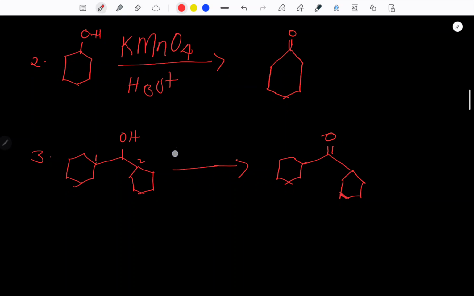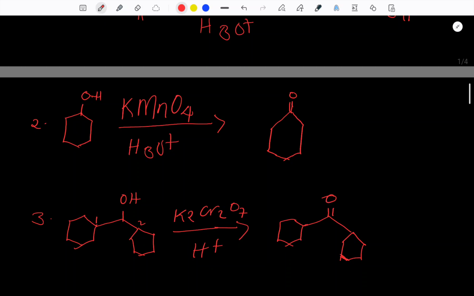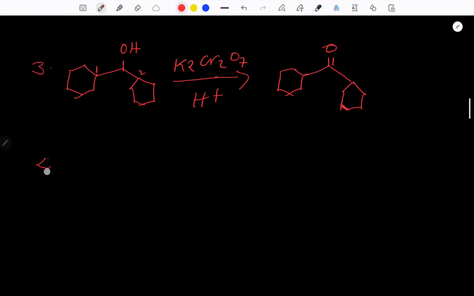So here you have K2Cr2O7 in place of acid. So that's your final product. This is how strong oxidizing agents operate. All right, one more example, number 4.